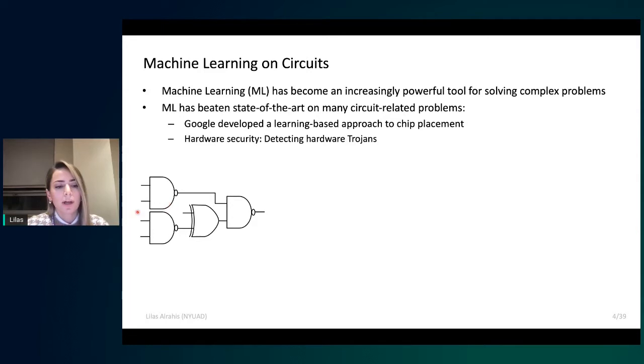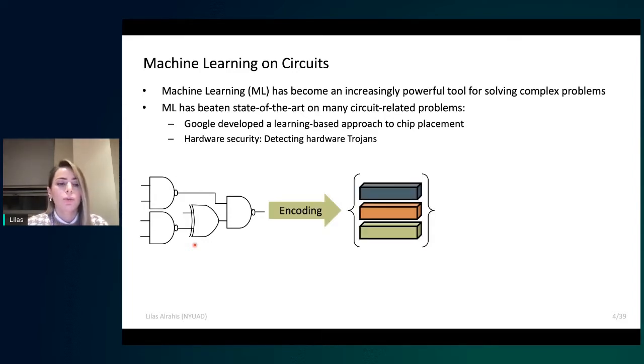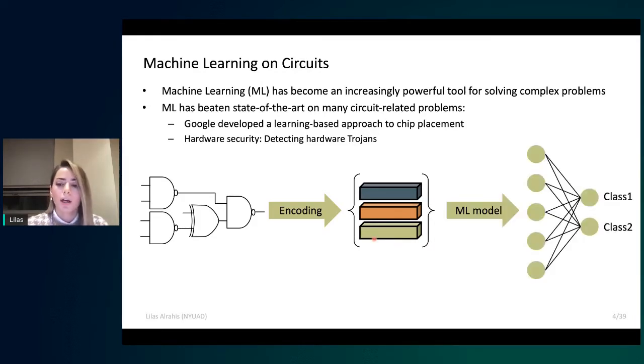Now, to run machine learning on a circuit, one would need to take the circuit. In this example, I'm showing a gate-level representation, but it could be the RTL representation of the circuit, it could be the layout representation, and one would need to encode it in vector form, which is expected by the machine learning model, which will perform some desired task. In this example here, I am showing a classification task, but of course, we can solve other tasks like regression.